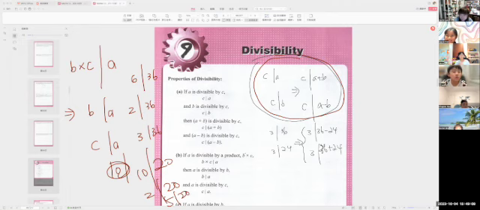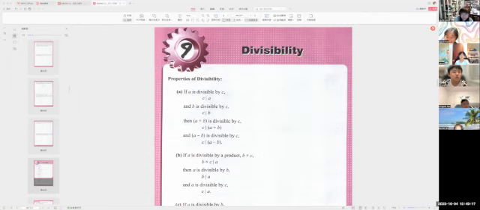Okay. Jason, give me an example. 4 is divisible by 1. No, that doesn't work, not 1. 1 is divisible by 4. No, how can 1 be divisible by 4? It's 4 divided by 1. Not 1. Wow.